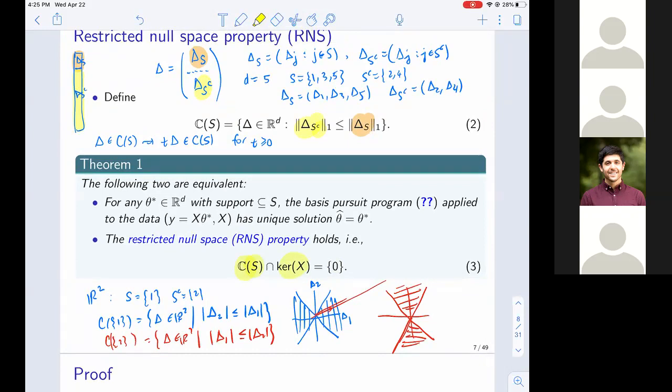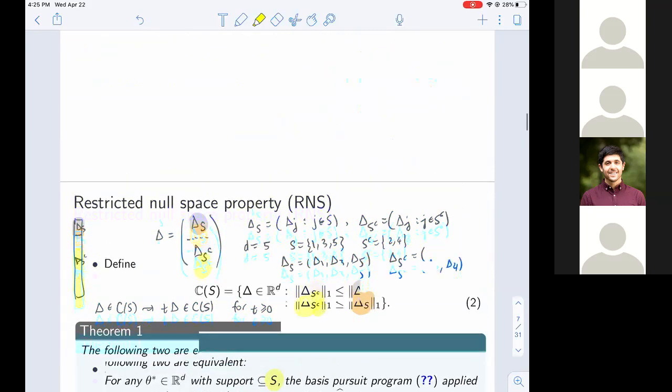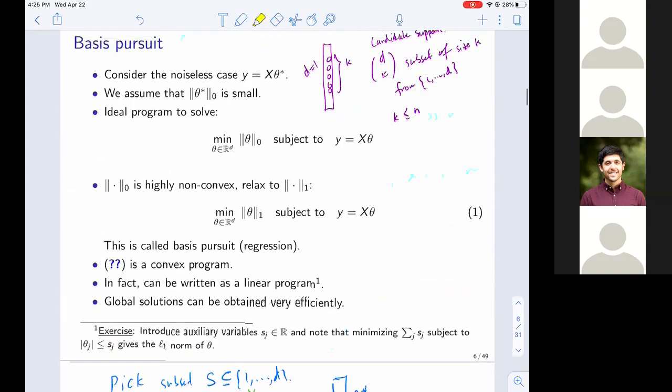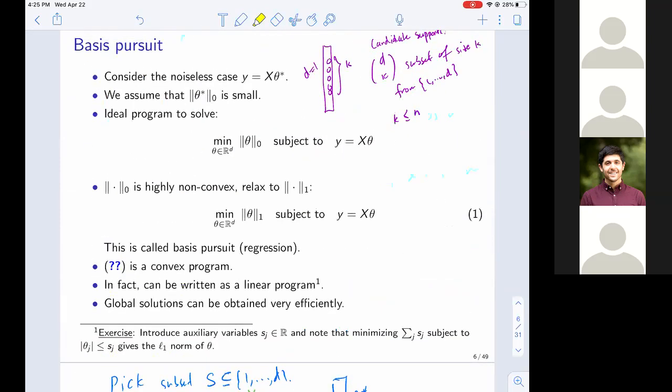So for example, if this condition holds, then for any theta star with support in S, if I solve this with y being equal to X theta star, I get back theta star uniquely. And if I have this property, that when I solve this system for y equal X theta star with support in S and I get back theta star uniquely, then that condition has to hold.